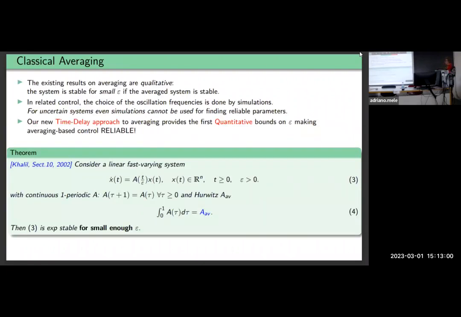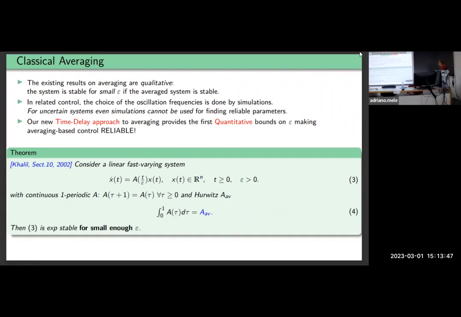So let us consider the simplest linear system. And here A depends on t over epsilon. For instance, you have cosine or sine, which depends on t over epsilon, very fast oscillating. How can we study the analysis of this system, and especially how can we find some bounds on epsilon which guarantee everything? For instance, when A was constant, we have seen that we can use the quadratic Lyapunov function and have some simple conditions. But what to do if you have t over epsilon?